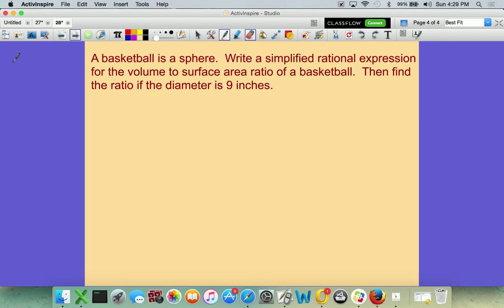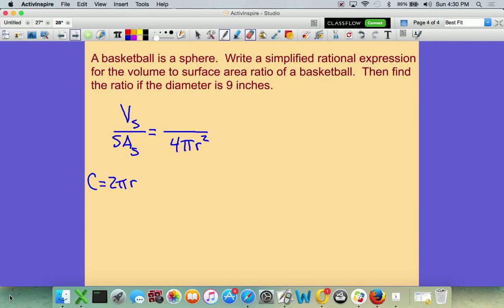A basketball is a sphere. Write a simplified rational expression for the volume to surface area ratio of a basketball. Alright, well, we need to know the volume equation for a sphere and the surface area equation for a sphere. Well, surface area, I remember as surface area is kind of like distance around, which is kind of like circumference. Remember, circumference is 2 pi r. Well, to get our surface area, we square our 2 and we square our r. So we have 4 pi r squared.